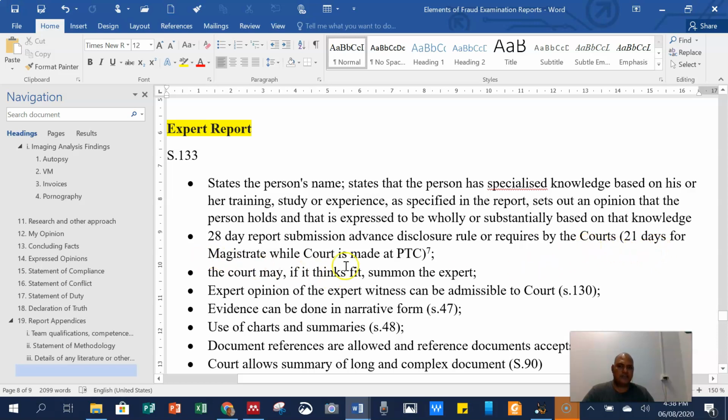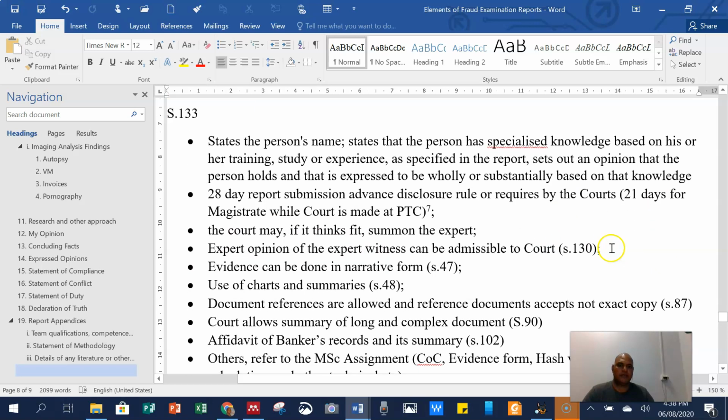In terms of magistrate, it will be 21 days before pre-trial conferences. So this disclosure, advance disclosure, has to be made before the trial conference. And under Section 3, it also states that the court may, if it thinks fit, summon experts. So an expert witness can justify or testify in court about the results that have been conducted.